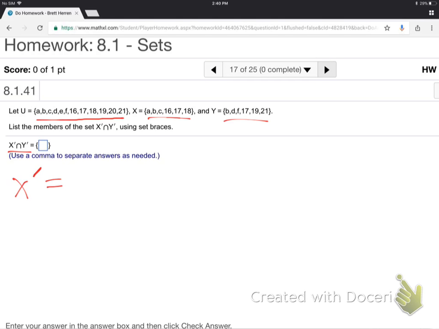Let's find X complement, or not X is another way you can say that. The opposite of X. So what's the opposite of X? What is the stuff not in X? Well, X has A, B, C, so that would be C, D, E, F. C, D, E, F is not in X. And X has 16, 17, 18, so that would be 19, 20, 21. That's not X. We have C. X would have C. It's in the universe.